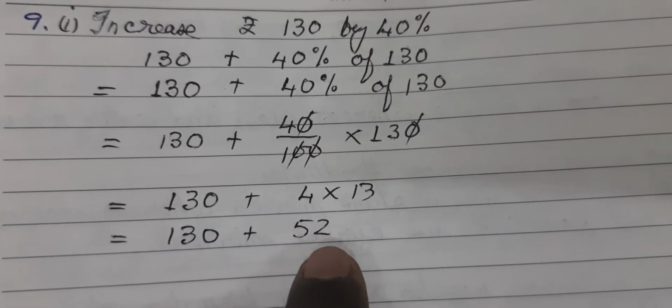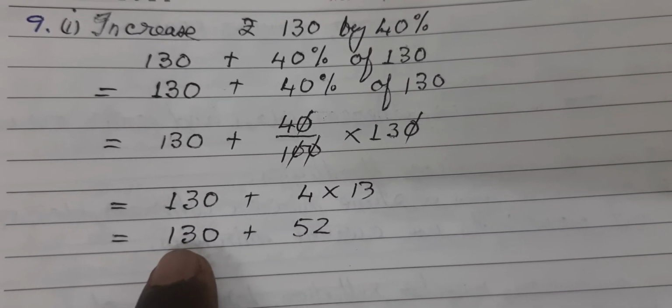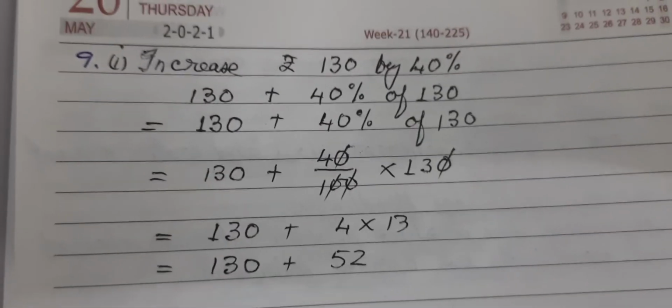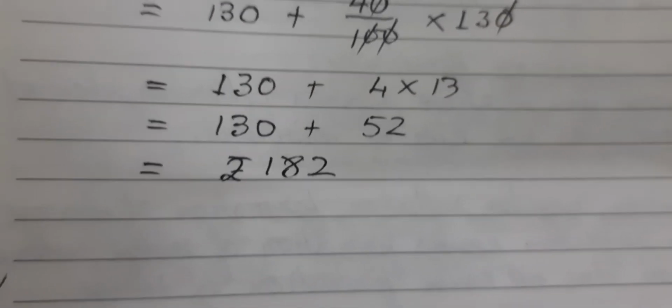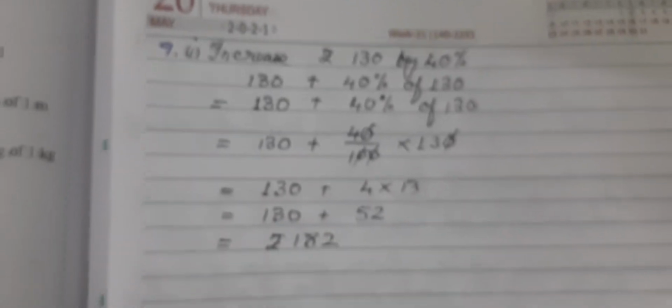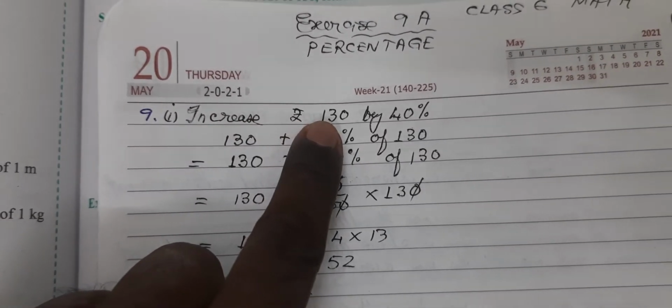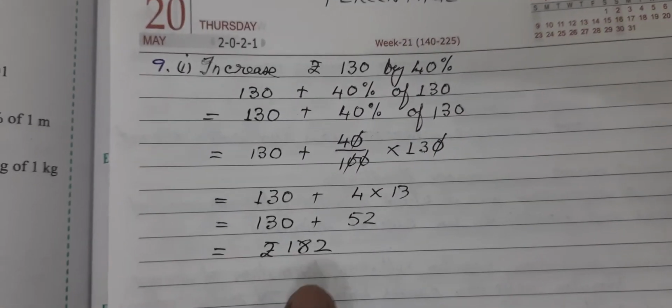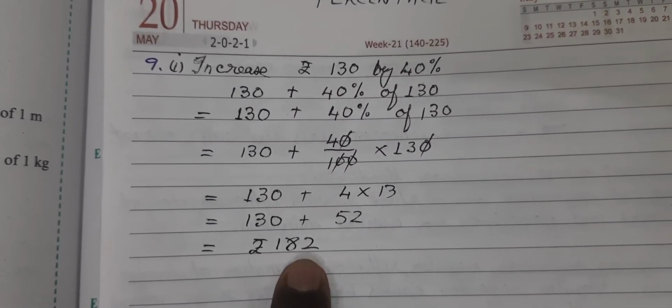13 fours are 52. This 52 will be added to 130. So let's add and see how much it becomes. It becomes rupees 182. So we see that when you increase rupees 130 by 40%, it becomes rupees 182.